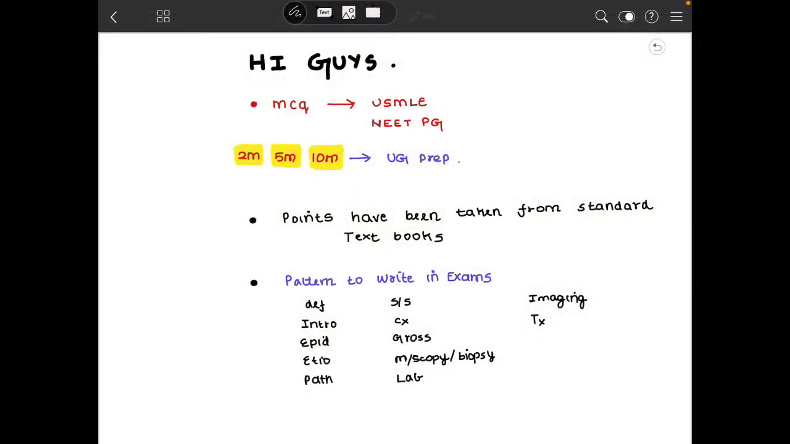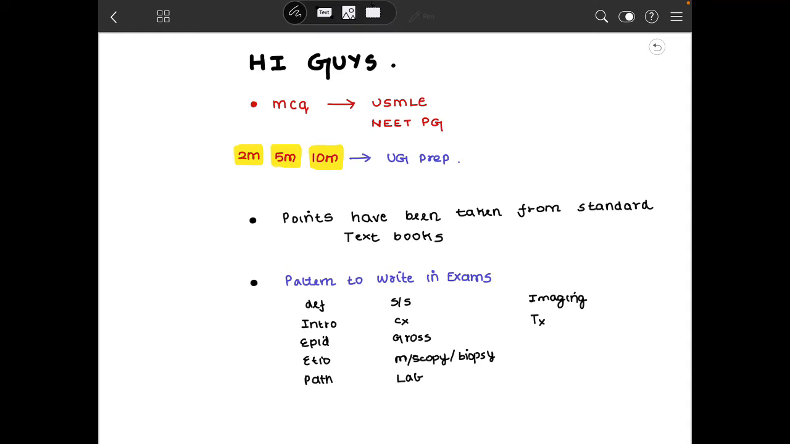Hi guys, the red color points which I have written here are very important for your USMLE and NEET PG, which I have taken from various standard textbooks. The yellow color background with red written on it will be for your UG preparations, 2 mark and 5 mark questions. All the points have been taken from the standard textbooks.